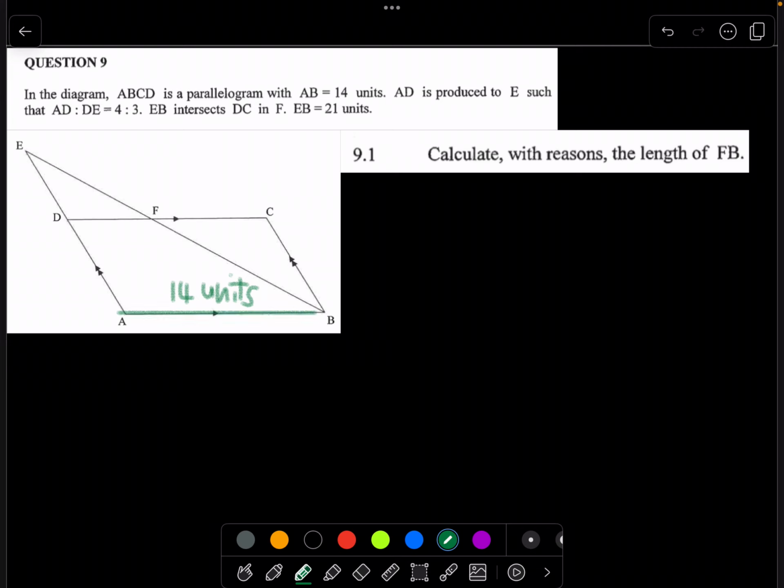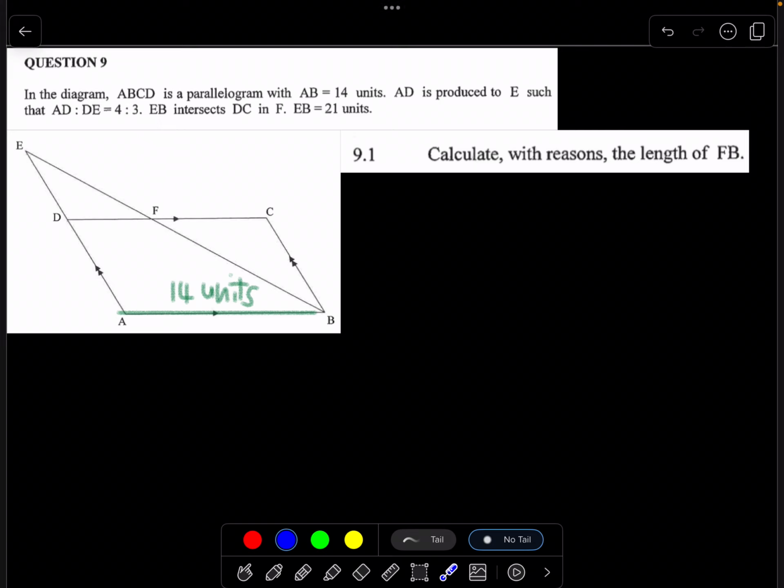AD is produced, or extended, to E such that AD to DE is 4 to 3. So if this is 4 units long, this is 3 units long. If it's 8 units long, this is 6 units long, and so on.